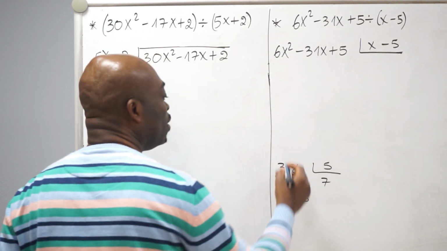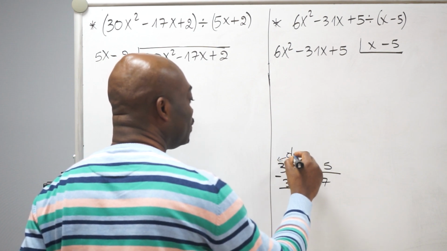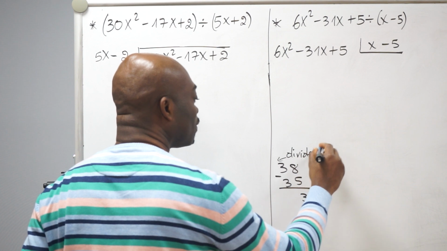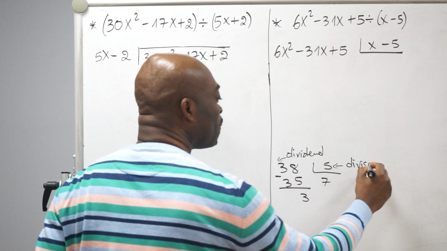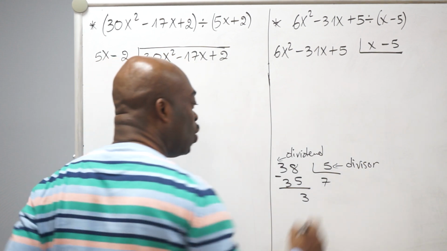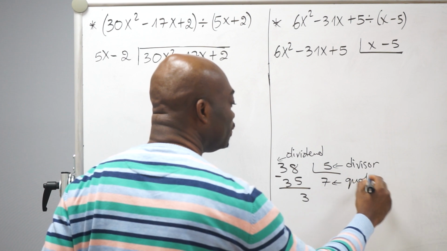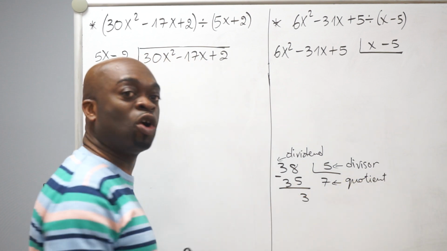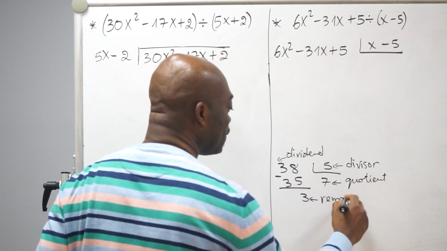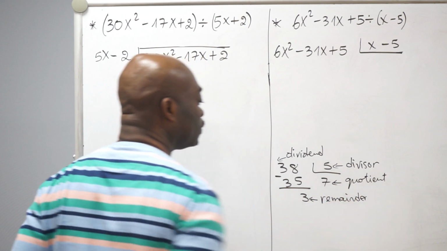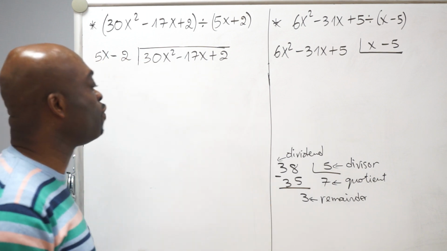Okay, so now what do we call the 38? We call the 38 the dividend. We call the 5 the divisor. We call the 7, the whole number that we got, the quotient. And then we call 3 the remainder. All right? So this is what we're doing so far.